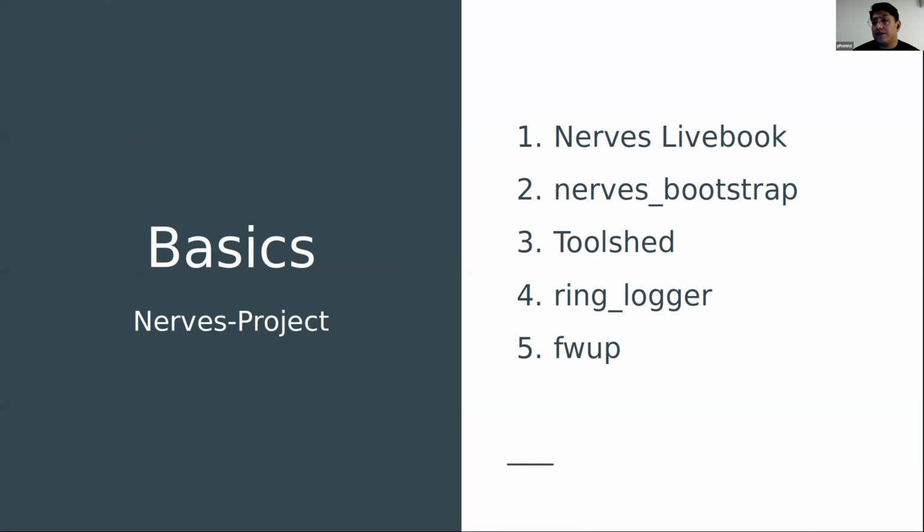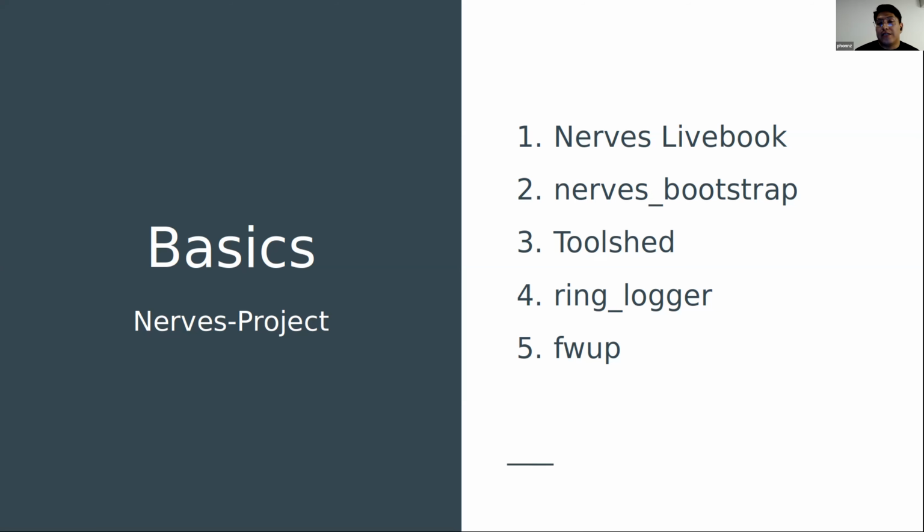Basically, the first one is Nerves Livebook. Just to start, in order to have the same context, the Nerves project is like a layout on top of Buildroot. Buildroot is like a small version of Linux designed for embedded systems. So then some people decided to embed the BEAM, the virtual machine, on top of Buildroot in order to be able to run Elixir applications.